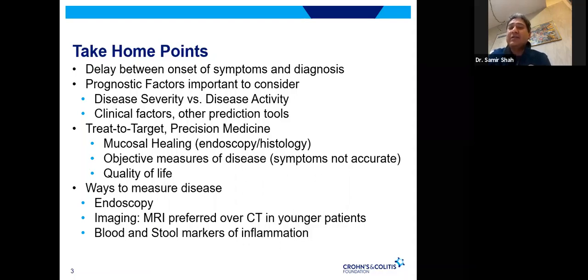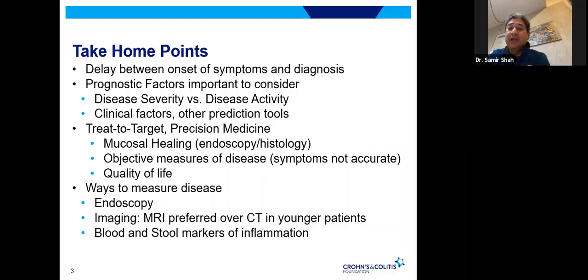On the other hand, if I have a patient in front of me who's having frequent bowel movements and blood and diarrhea, but we know that for 20 years they've just had inflammation in the rectum, although they might be feeling not so good today and having disease activity that's active today, their overall prognosis and their disease severity is on the low side. We have clinical factors and we have other prediction tools. We're hoping to get better ones.